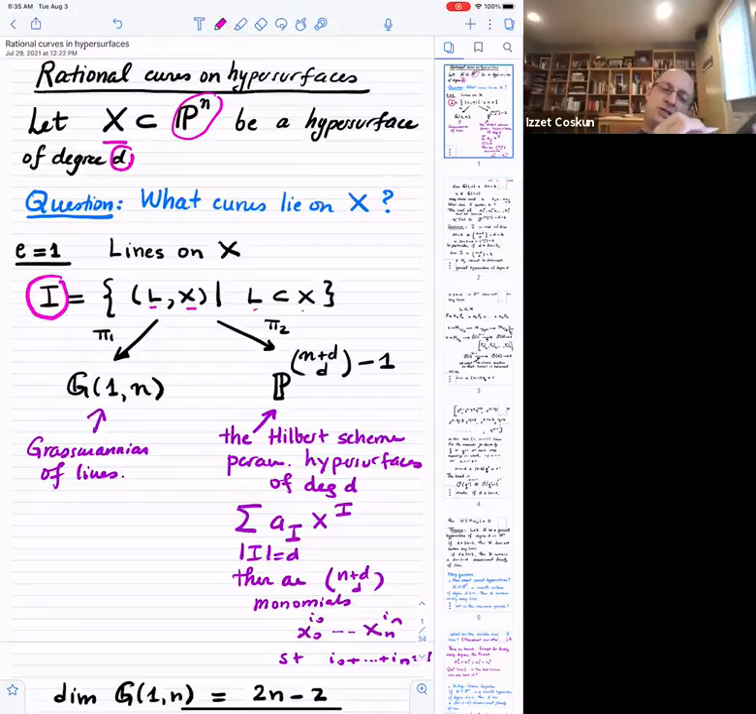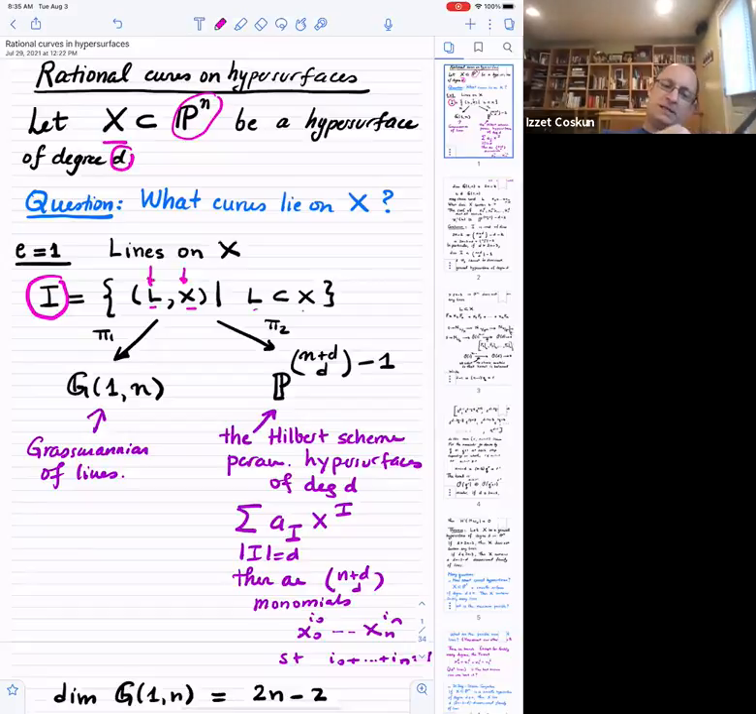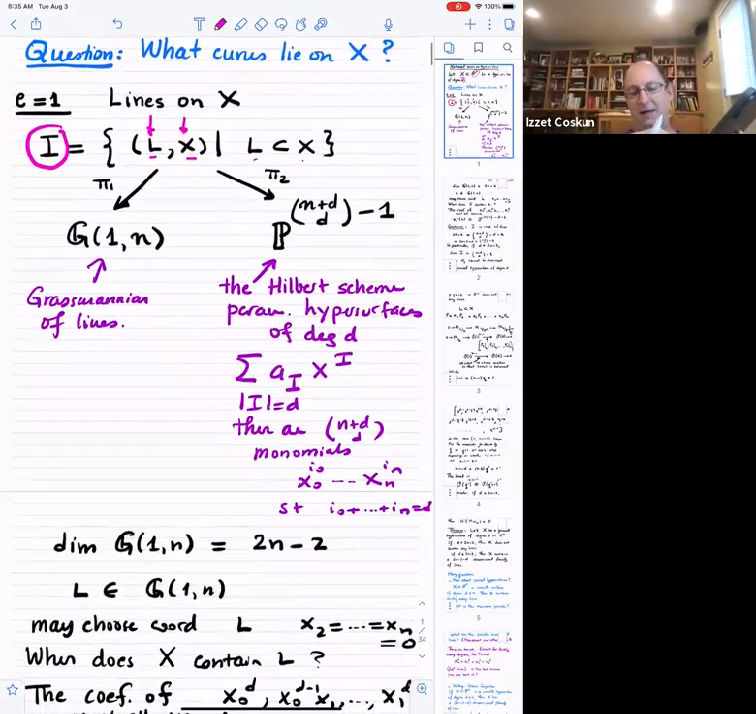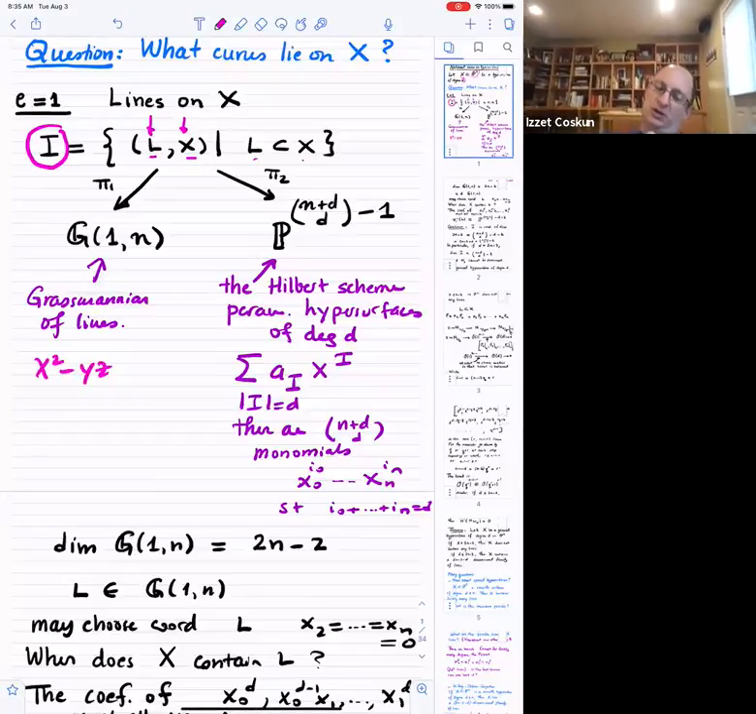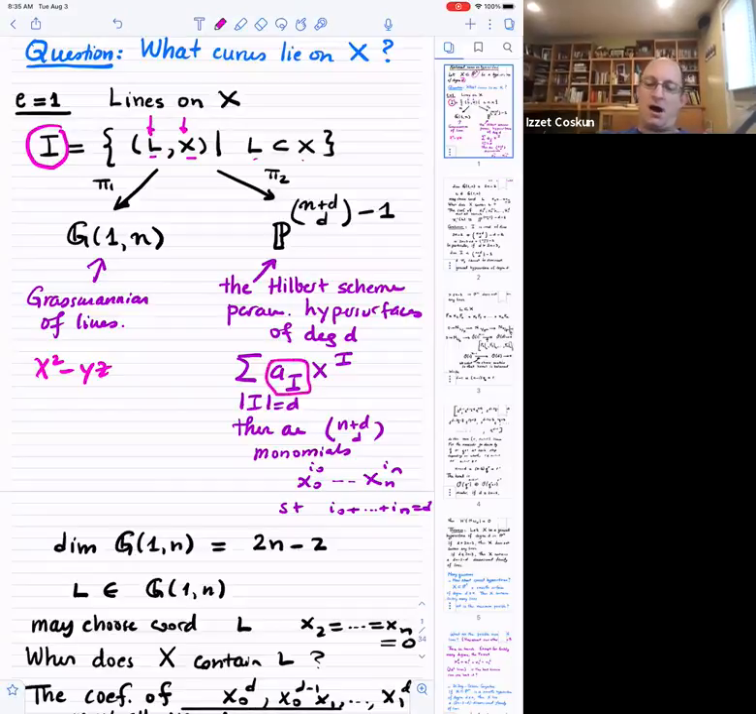Then we have two projections. We can either forget the information of X or we can forget the information of L. I'll call one of them the first projection. That goes to the space of lines, the Grassmannian of lines, and the other one goes to the space of hypersurfaces. And how do you think about the space of hypersurfaces? Every hypersurface is defined by a single equation. If you're in P2, it's defined by something like x squared minus yz.